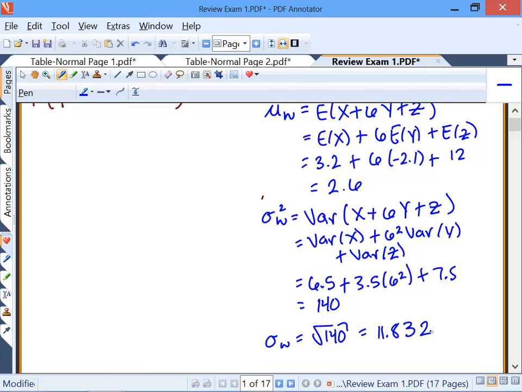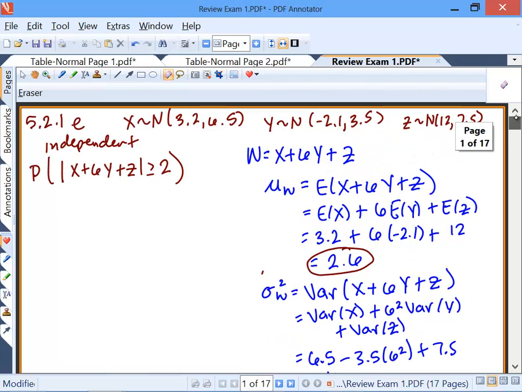Now again, when I do these problems, I find it easiest to do it step by step. So the first thing I do is find my new mean and my new variance just by using our old rules. And then I try to use what I know about the normal distribution. According to what we learned in section 5.2, any linear combination of normal random variables is still going to be normally distributed. So W is still going to be normal. And we found the new mean and the new variance.